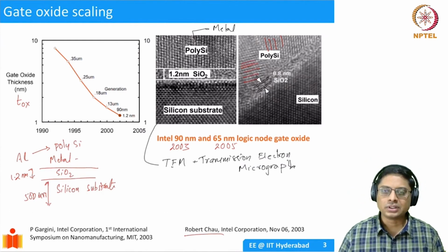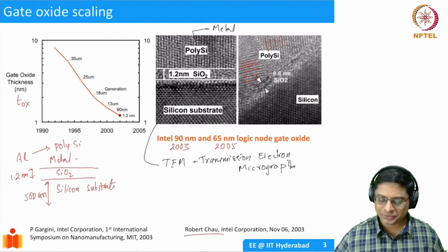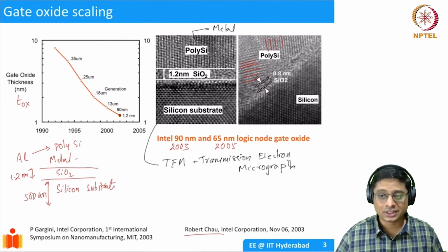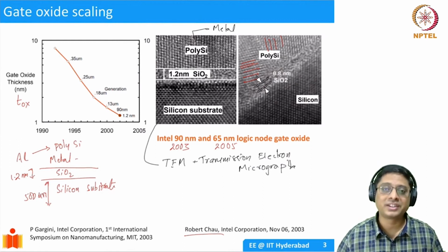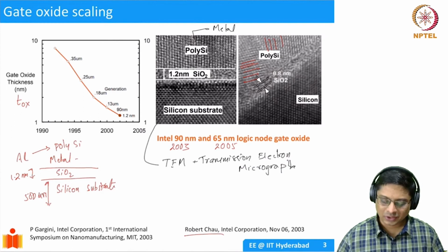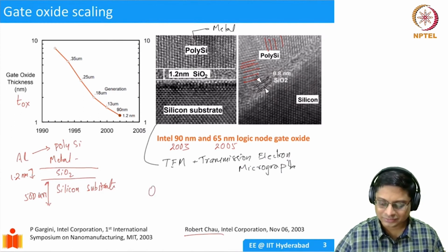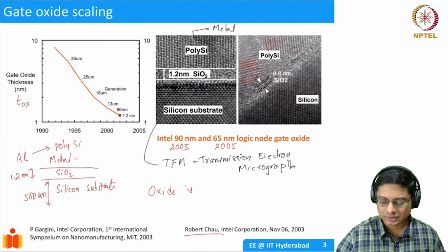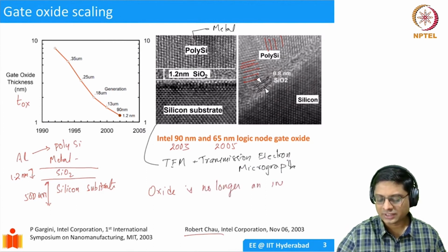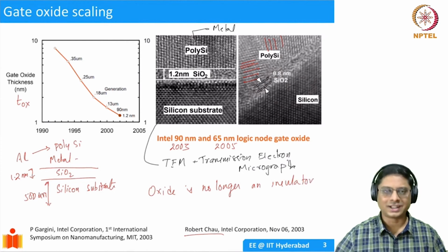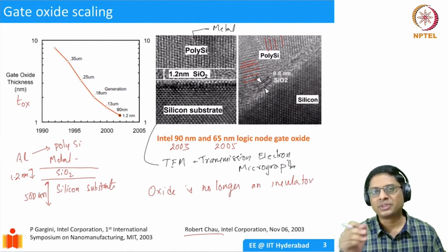So when the MOS capacitors became such small sizes, and the thickness of the oxide became very, very small, there were a lot of problems. One of the biggest problems was that oxide is no longer an insulator. When is it an insulator? It has this band gap, but the problem is it's very, very thin.